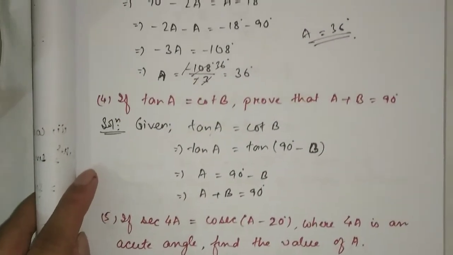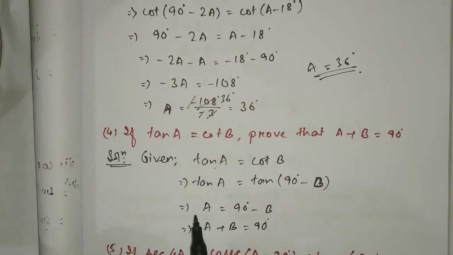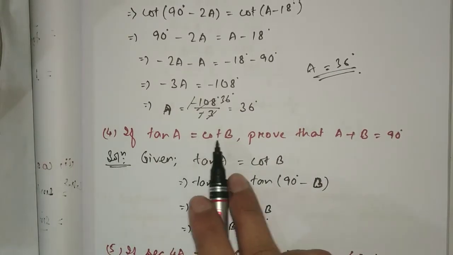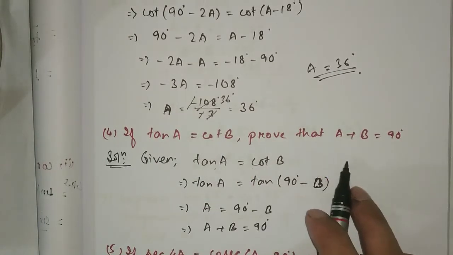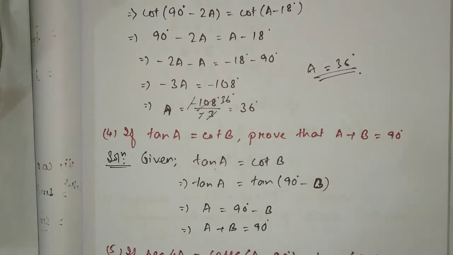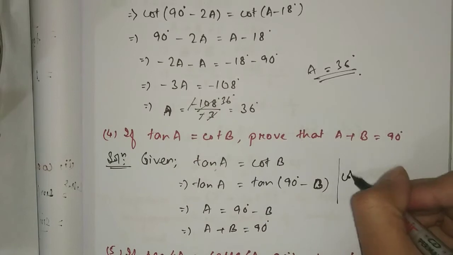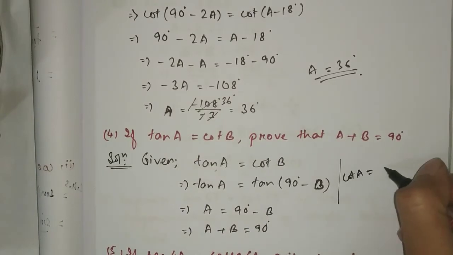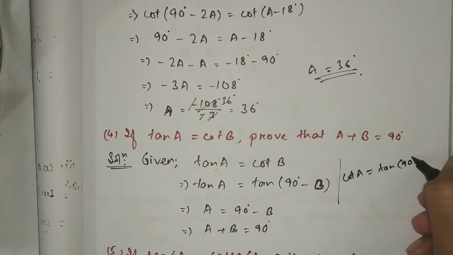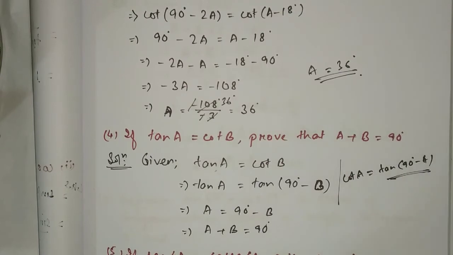Now the next problem. Now it is given that if tan of A is equal to cot of B, then we have to prove that A plus B is equal to 90 degree. Here also we use this formula that cot of A is equal to tan of 90 minus A.